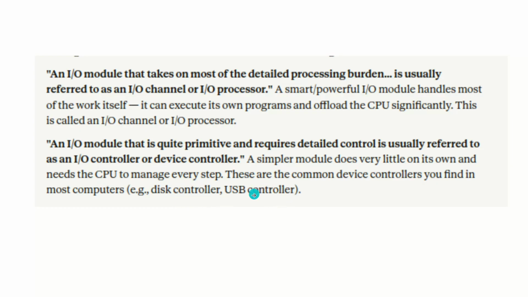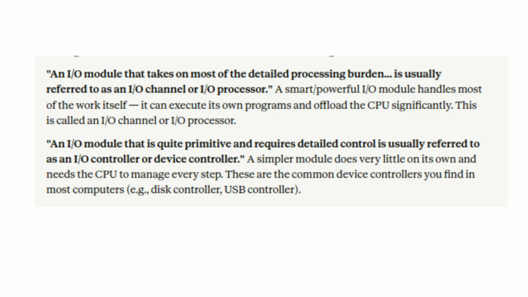Examples are the disk controller and USB controller. They do very little on their own, and they always need the CPU to manage every step. These are quite primitive and require detailed control. They are called the IO controller or device controller, like the disk controller and the USB controller.